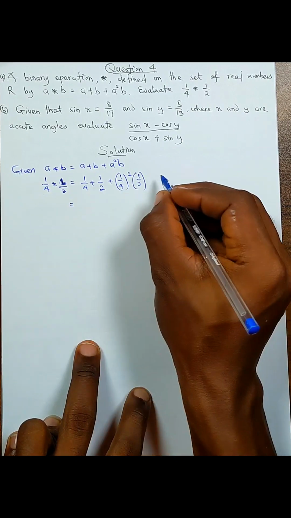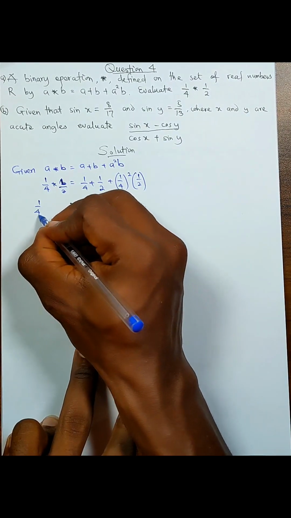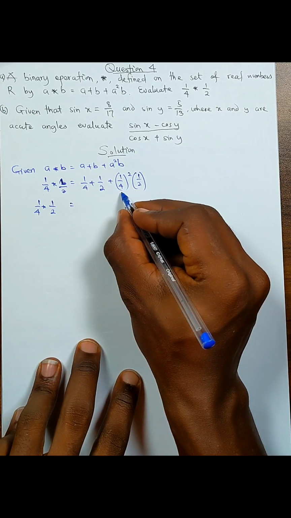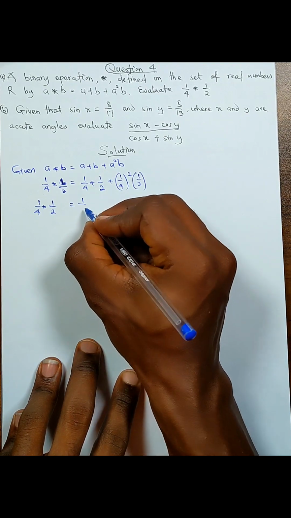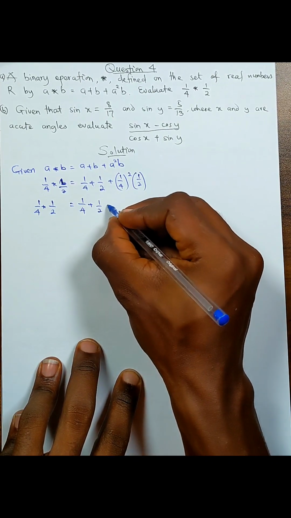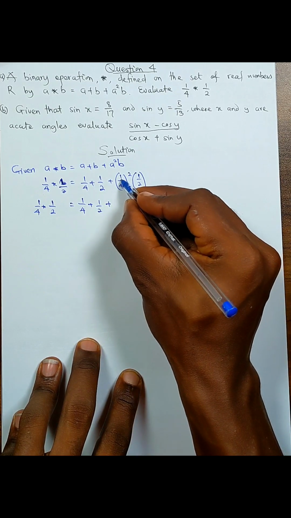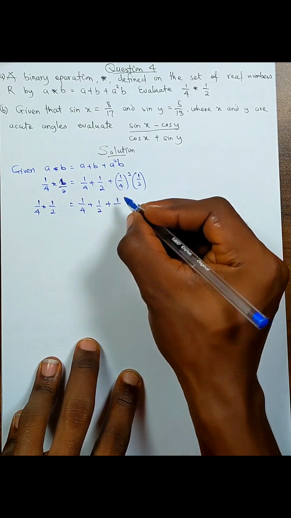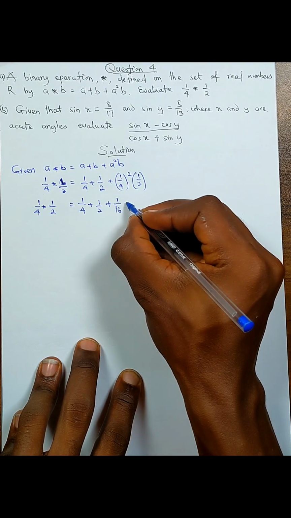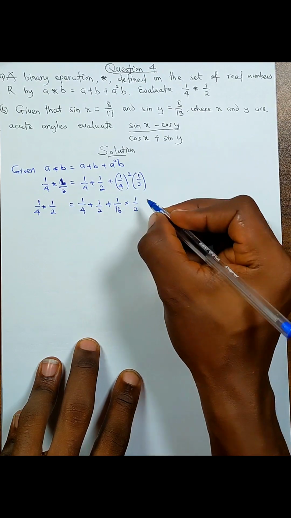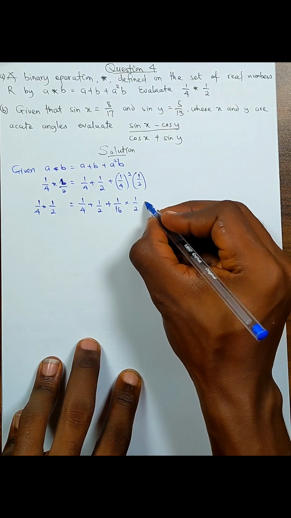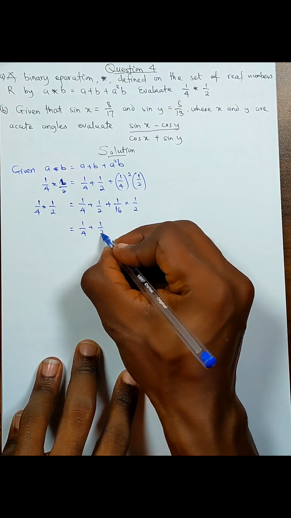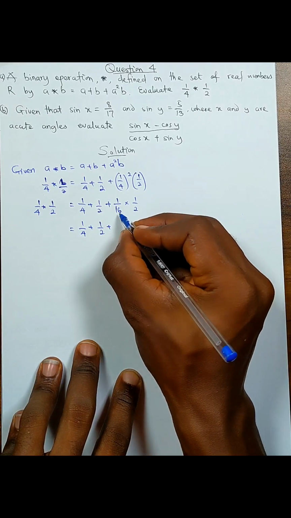So solving the right hand side, let me rewrite it again to make it clearer. 1 over 4 operation 1 over 2. So let's use BODMAS and solve the bracket first. We have 1 over 4 plus 1 over 2 plus 1 over 4 squared, which gives us 1 squared over 4 squared. 4 squared is equal to 16, times 1 over 2. So this is going to give us 1 over 4 plus 1 over 2 plus 1 over 16 times 1 over 2, which gives us 1 over 32.